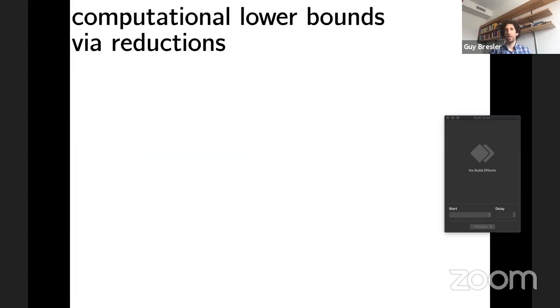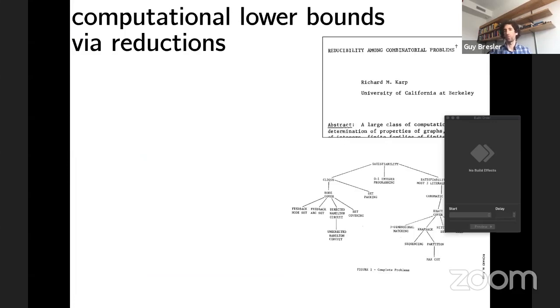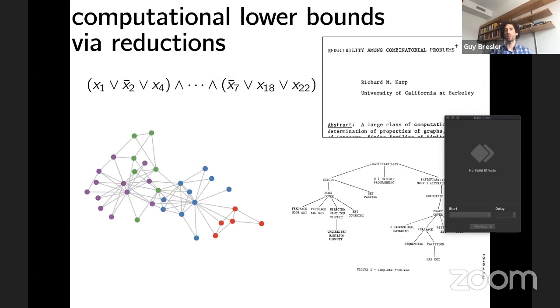So reductions, what is that? They were popularized and really brought to center stage by Karp's famous paper, Reducibility Among Combinatorial Problems. So what's the basic idea? The basic idea is that one starts with some problem, for instance, 3-SAT, and one takes an instance of 3-SAT and transforms it, for example, into an instance of independent set in a graph.